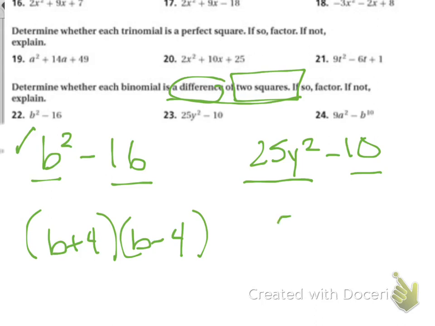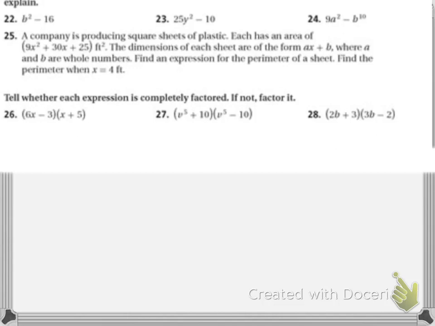You could pull out a 5 and get 5 times y squared minus 2. So you could still factor out a GCF, but you just can't factor it into two binomials. All right? And then let's move on to the next one.